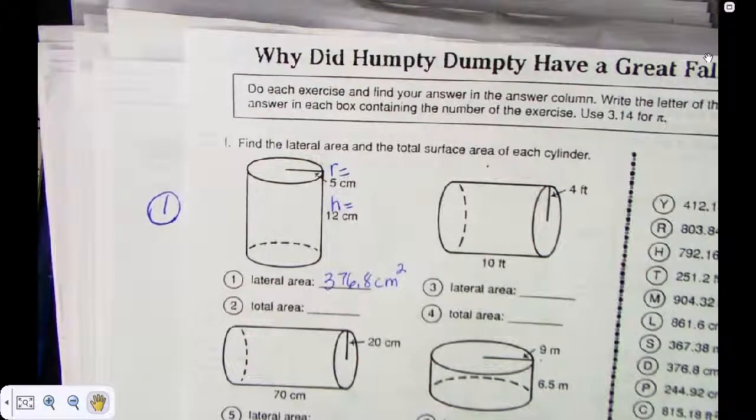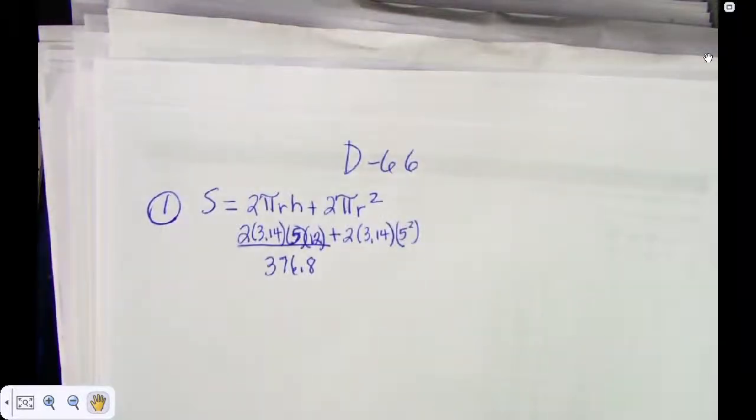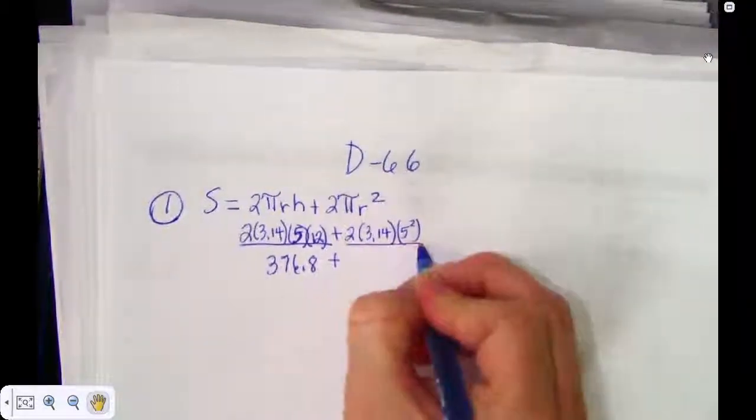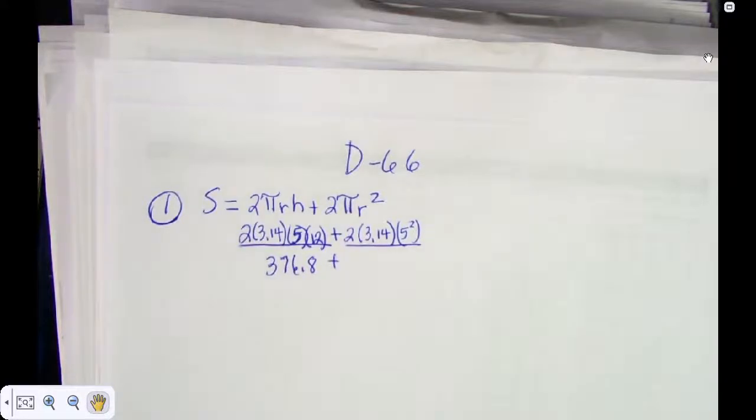Okay, now they want the total, so I need to keep going. And I need to do the area of the two circles.